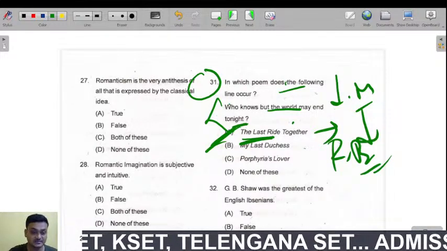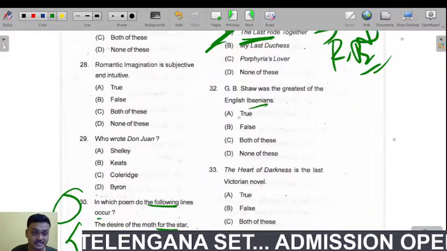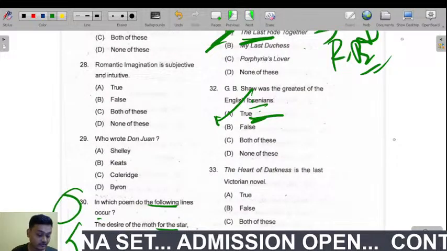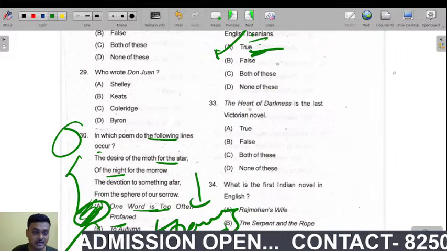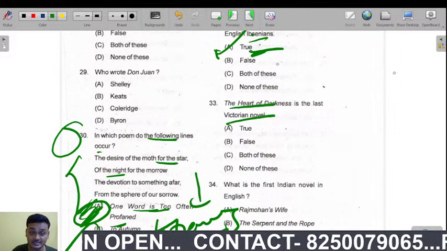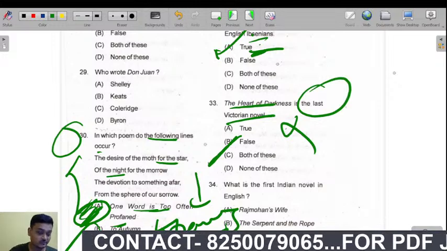G.B. Shaw was the greatest of the English Ibsenians. Very true. Question 32. Heart of Darkness is said to be the last victory. That is false.